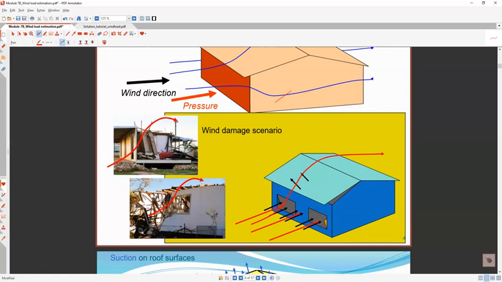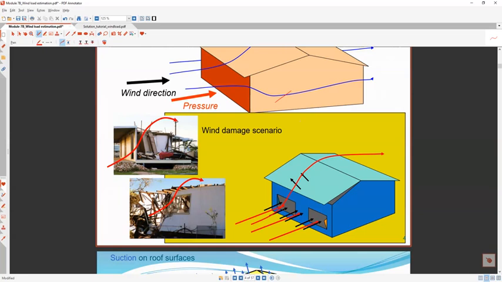Now if you come here, we have looked at two effects. One is called pressure, which we usually give a positive sign. Positive sign means pressure, and negative sign means negative pressure or suction. Okay, so these are the two things. Now these are the damage scenarios, what is called a figure. Now we can see why the roofs will be blown away.